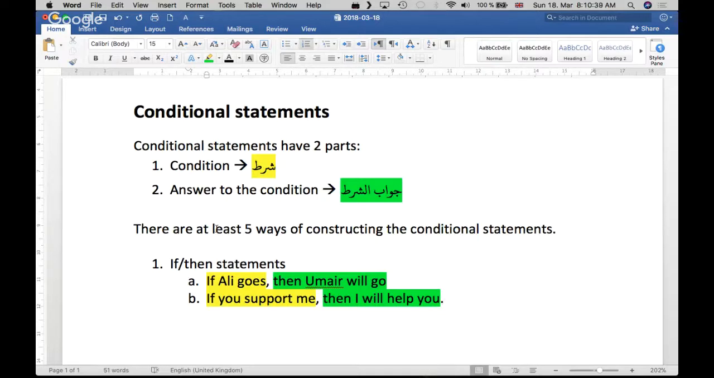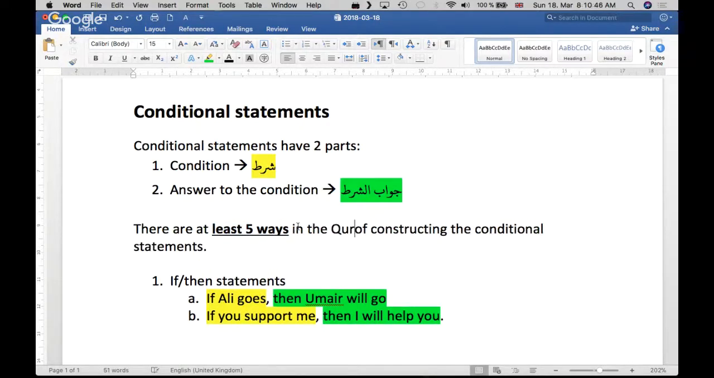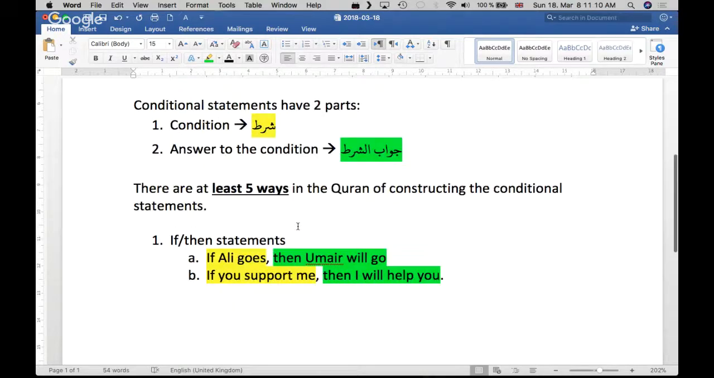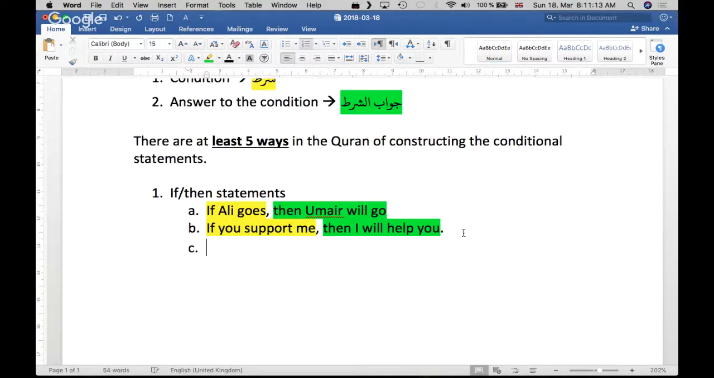And we said there are at least 5 ways in the Quran of constructing conditional statements. In normal Arabic, generally speaking, there may be more ways of constructing the language, but I'm talking about the Quran at the moment. So at least 5 ways you will find conditional statements constructed in the Quran. Now, the if-then statements.